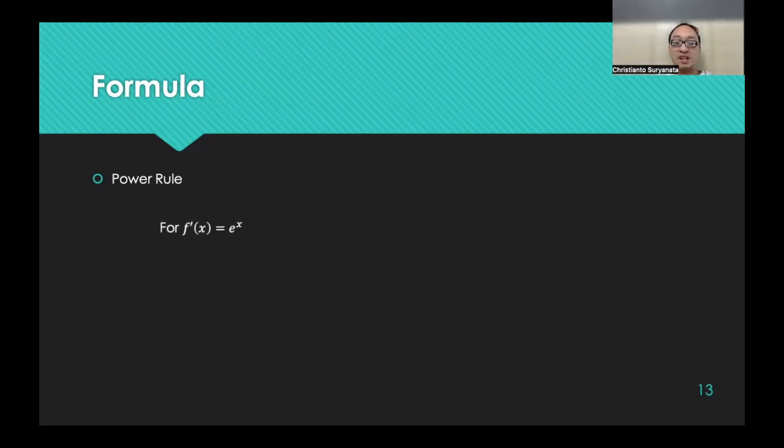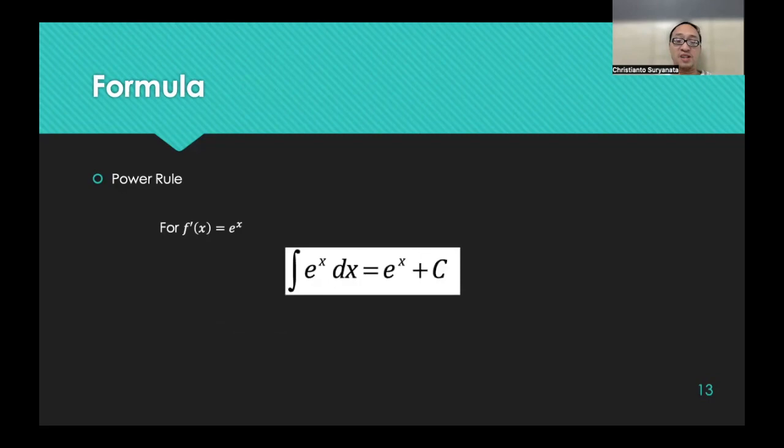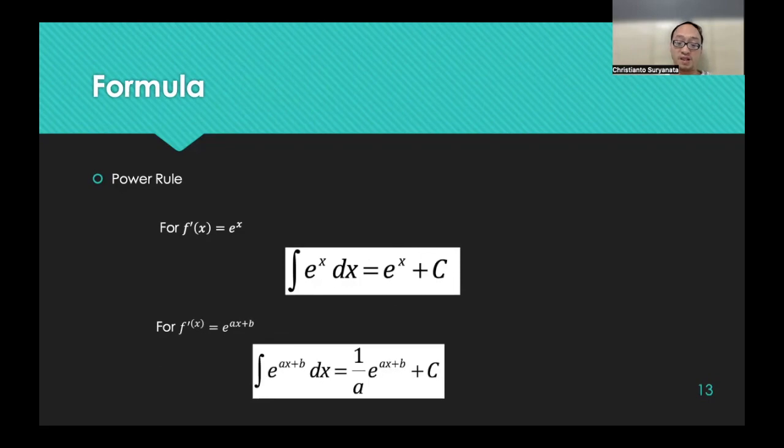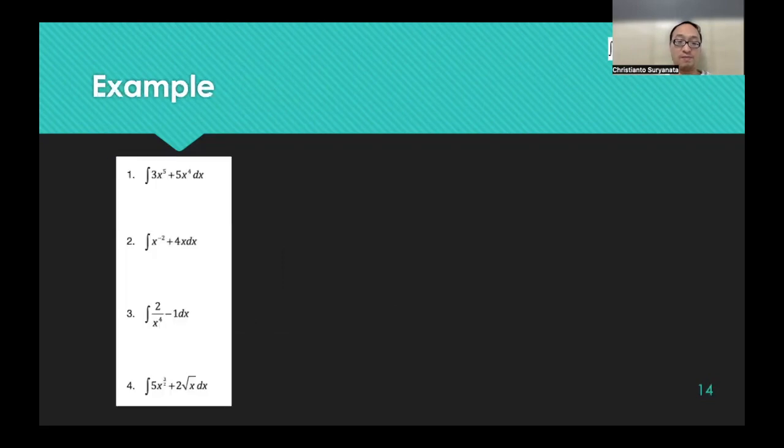How about e to the x? We know that the derivative of e to the x is still the same. So the integration of e to the x is still the same, e to the x plus c. And for e to the (ax plus b), when we derive it, we multiply it by a. So when we integrate it, we have to divide by a. Okay, this is an example.